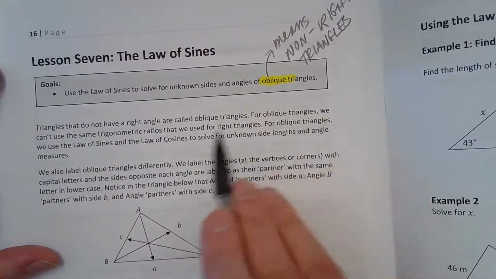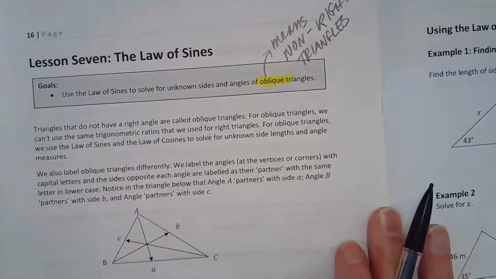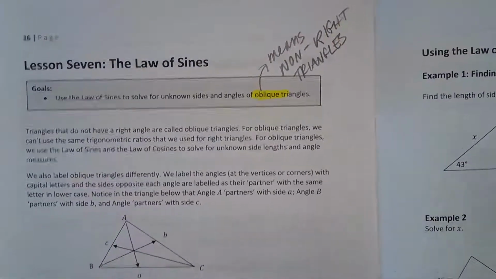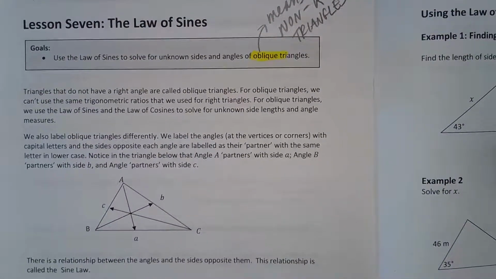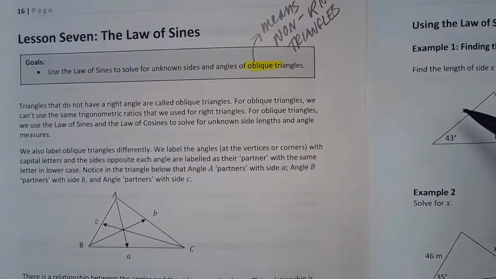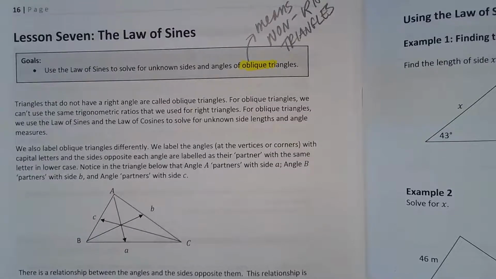For oblique triangles, we can't use the same trig ratios. We use the law of sines and the law of cosines. Okay, our first lesson today, and this is crucial, this is going to be both for law of sines and for law of cosines, we have to learn how to label triangles. Now, we're not using hypotenuse, adjacent and opposite. First of all, there is no hypotenuse. There's only a hypotenuse if we have a right angle, right? There's no hypotenuse.